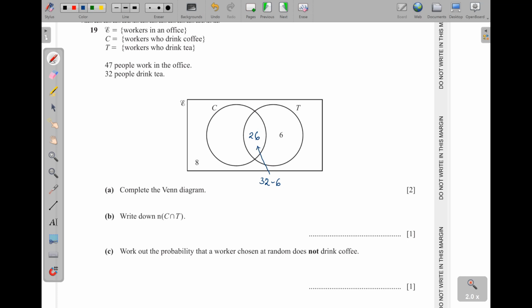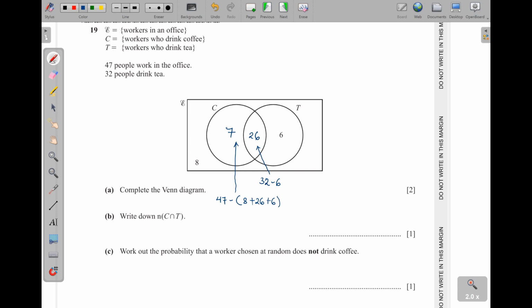Then, since the total is 47, I'm going to have 47 subtract, outside I have 8, I have the 26, I have the 6 here. Then I'll be getting what is missing here. So this will be 32 plus 8, 40. So 47 minus 40, then we shall get 7.